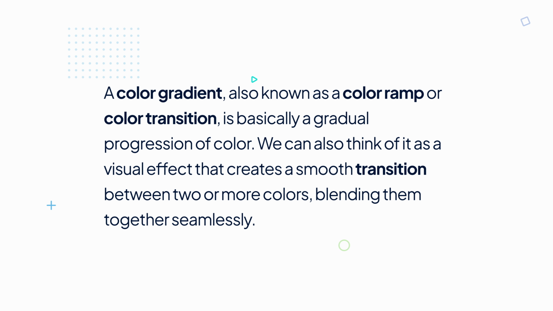All right, so let's start with the basics. A color gradient, also known as a color ramp or color transition, is basically a gradual progression of color. We can also think of it as a visual effect that creates a smooth transition between 2 or more colors, blending them together seamlessly. To understand what I'm on about, here's a simple gradient that goes from a very light green to a darker blue. As you can see, the transition between the 2 colors is seamless.